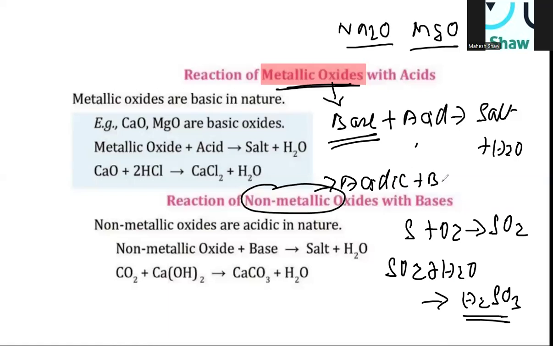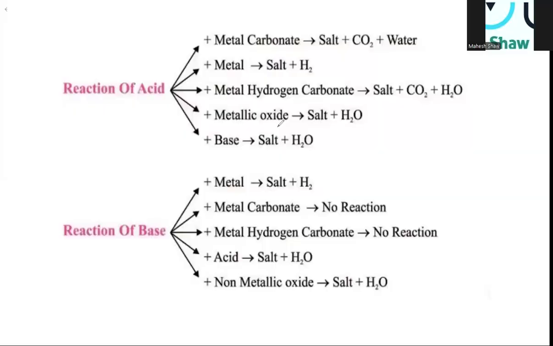And if it is acidic in nature, or an acid, it will react with a base to give, again, salt and water. So we can conclude that if metallic oxides react with acid, they give salt and water. And if non-metallic oxides react with base, they also give salt and water. This is because non-metallic oxides are, sorry, acidic in nature, and metallic oxides are basic in nature. So now we can conclude whatever reactions we have done. An acid reacts with a base to give salt and water, or a base reacts with an acid to give salt and water.